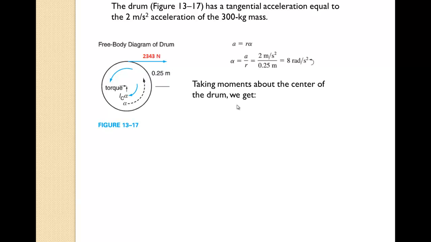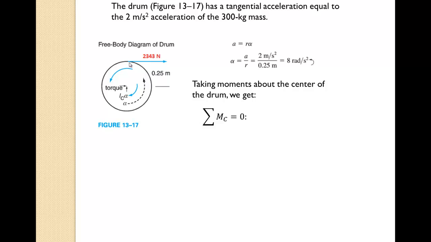Now, if we take the moments about the center of the drum, we get the following. The sum of the moments about the center has to be equal to 0. Now, if we look at the drum, you have a torque going counterclockwise. You have this I_C alpha going clockwise because it always goes in the opposite direction of the angular acceleration. Okay, so this I_C alpha will always do that, go in the opposite direction of the angular acceleration.